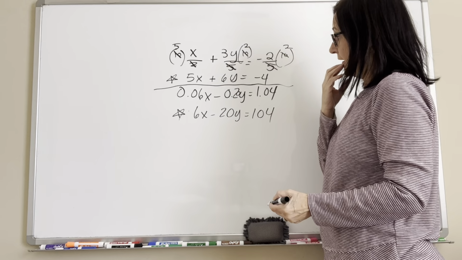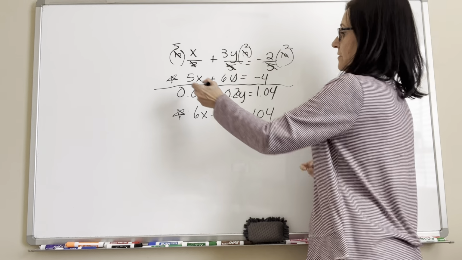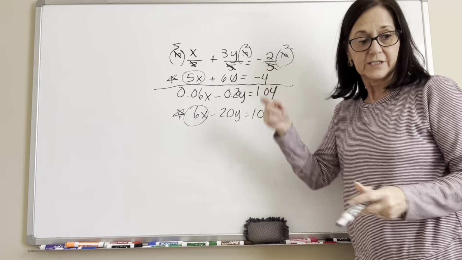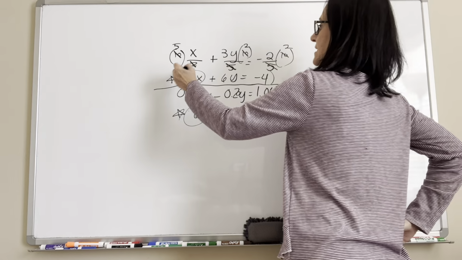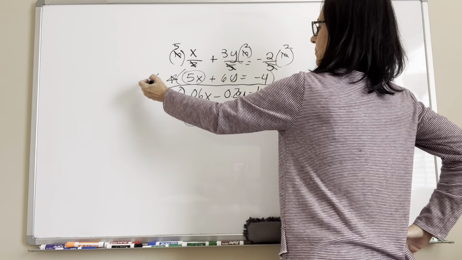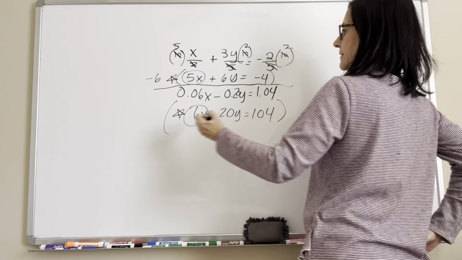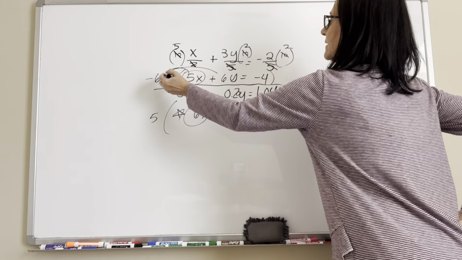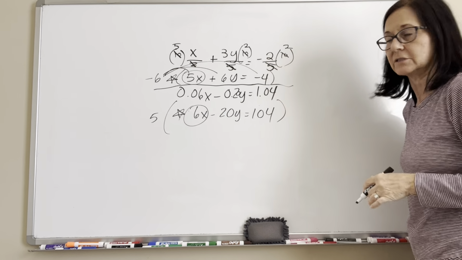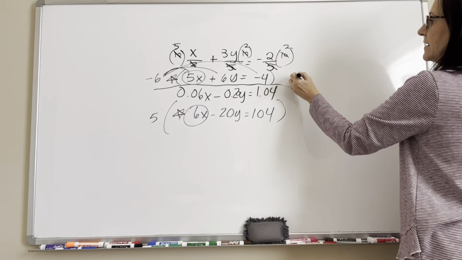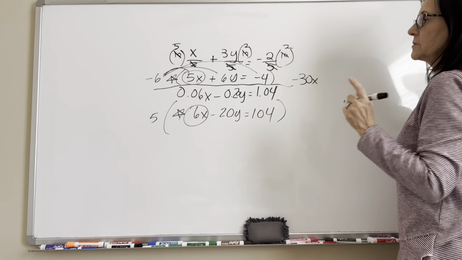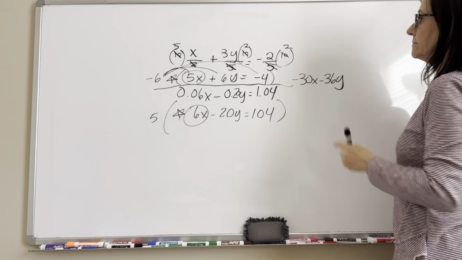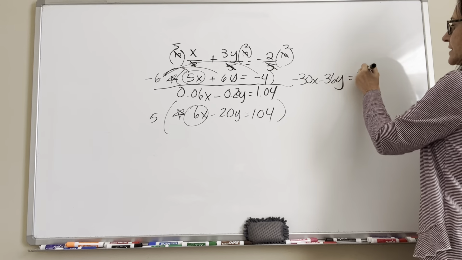Well, I am going to work here with my x to eliminate it. So I'm going to multiply this first equation by 6, every term. We'll make this one negative, and we'll multiply this second equation by 5. Remember, distributing that 6 to every term on both sides of the equal sign. Negative 6 times 5, that's negative 30x. Negative 6 times positive 6, that's negative 36y. Negative 6 times negative 4 is positive 24.